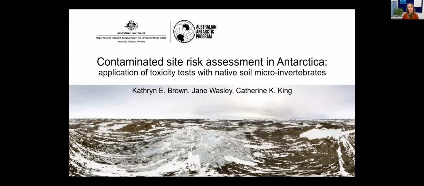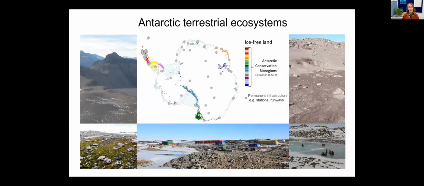So the research I'm presenting today on contaminant risk assessment in Antarctica using microinvertebrate toxicity tests is being done together with colleagues at the Australian Antarctic Division. In Antarctica, ice-free land covers less than 1% of the total area. And these terrestrial ecosystems are the most important areas biologically. This is also where most human activity occurs around scientific research stations.